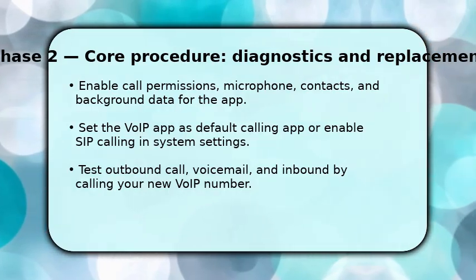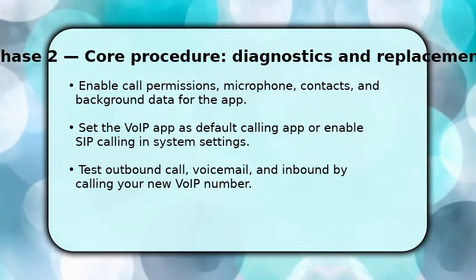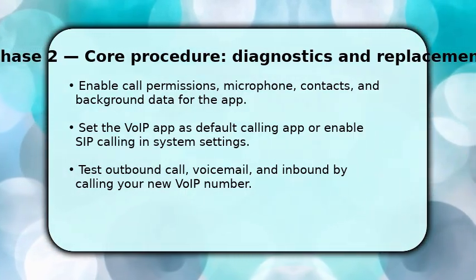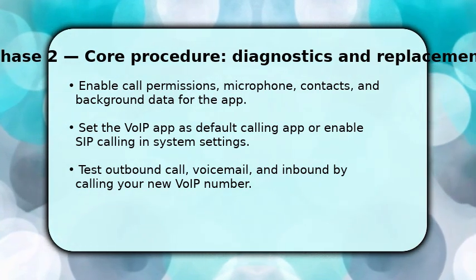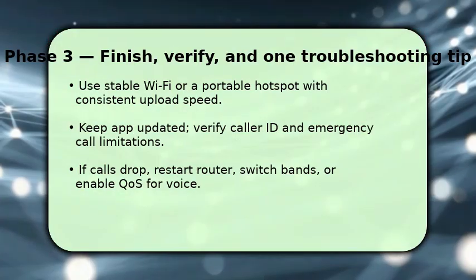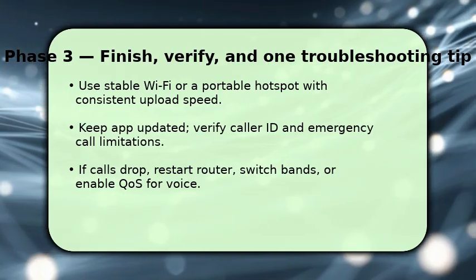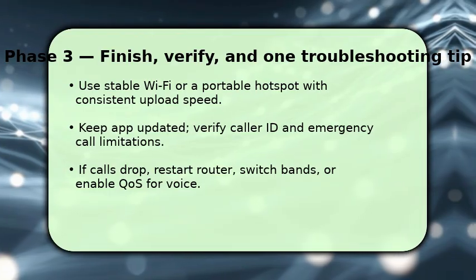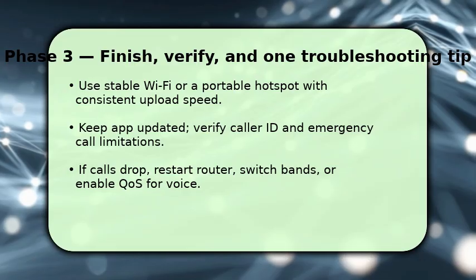Next, link contacts and import numbers where prompted, then place an outbound call to confirm audio quality. If you see poor audio, switch Wi-Fi bands or enable codec audio options in the app settings. To finish, verify inbound routing and voicemail, then use the number for regular calling. Remember, you cannot rely on this for emergency services in many regions, so keep a backup plan. Once done, set notifications and ringtone preferences so you don't miss calls.